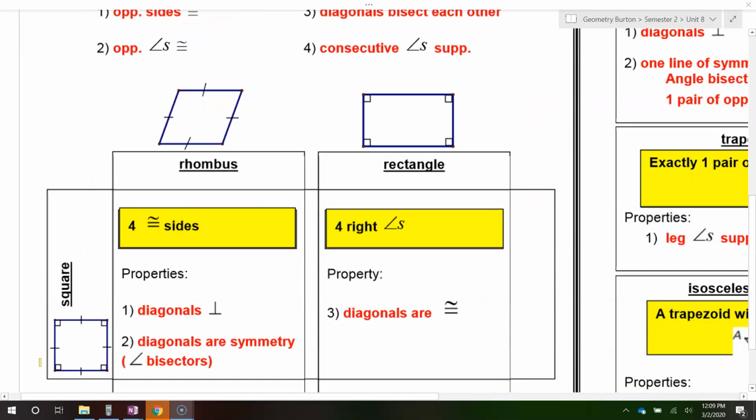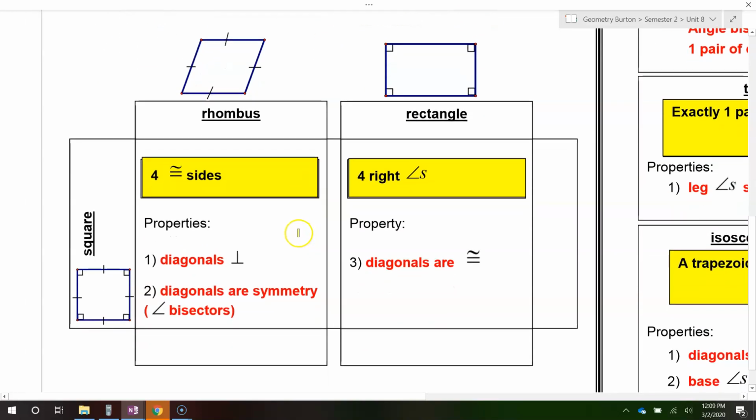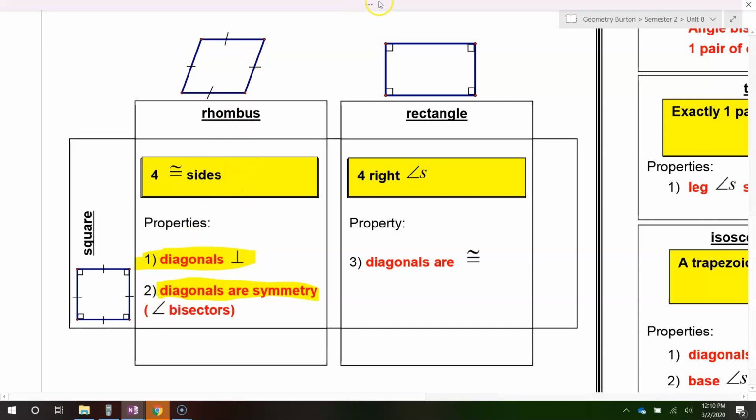All right, so when it comes to parallelograms, the diagonals bisect each other. So definitely memorize that. When it comes to a rhombus, the diagonals are perpendicular. Make sure you memorize that the diagonals of a rhombus are perpendicular. Now also, for a rhombus, the diagonals are lines of symmetry. All right, in other words, they are angle bisectors.